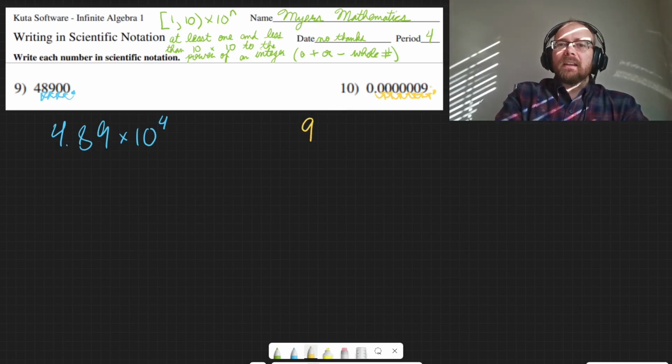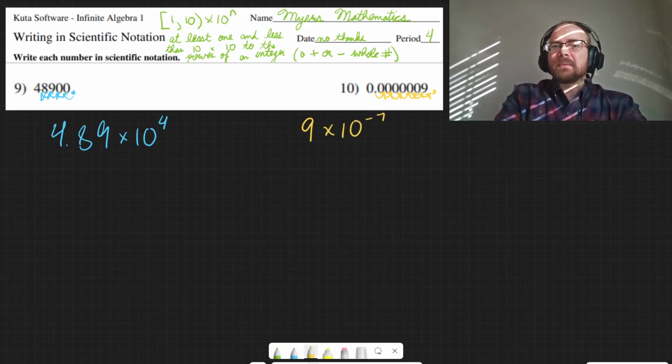So 9 is the number that we have right now. And we're going to times it by 10 to the negative 7 because that's how many spaces we went. We went 7 spaces. And there you go.